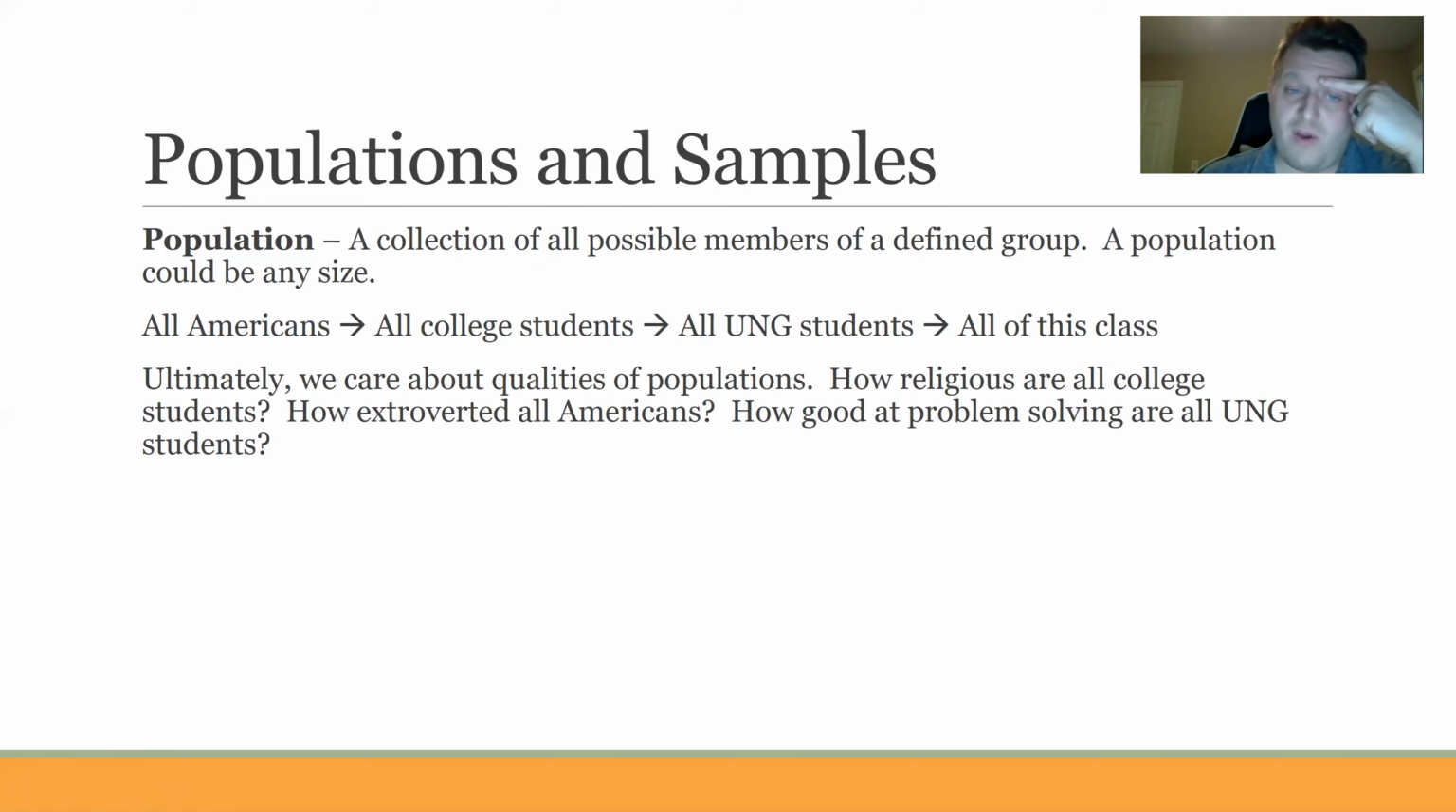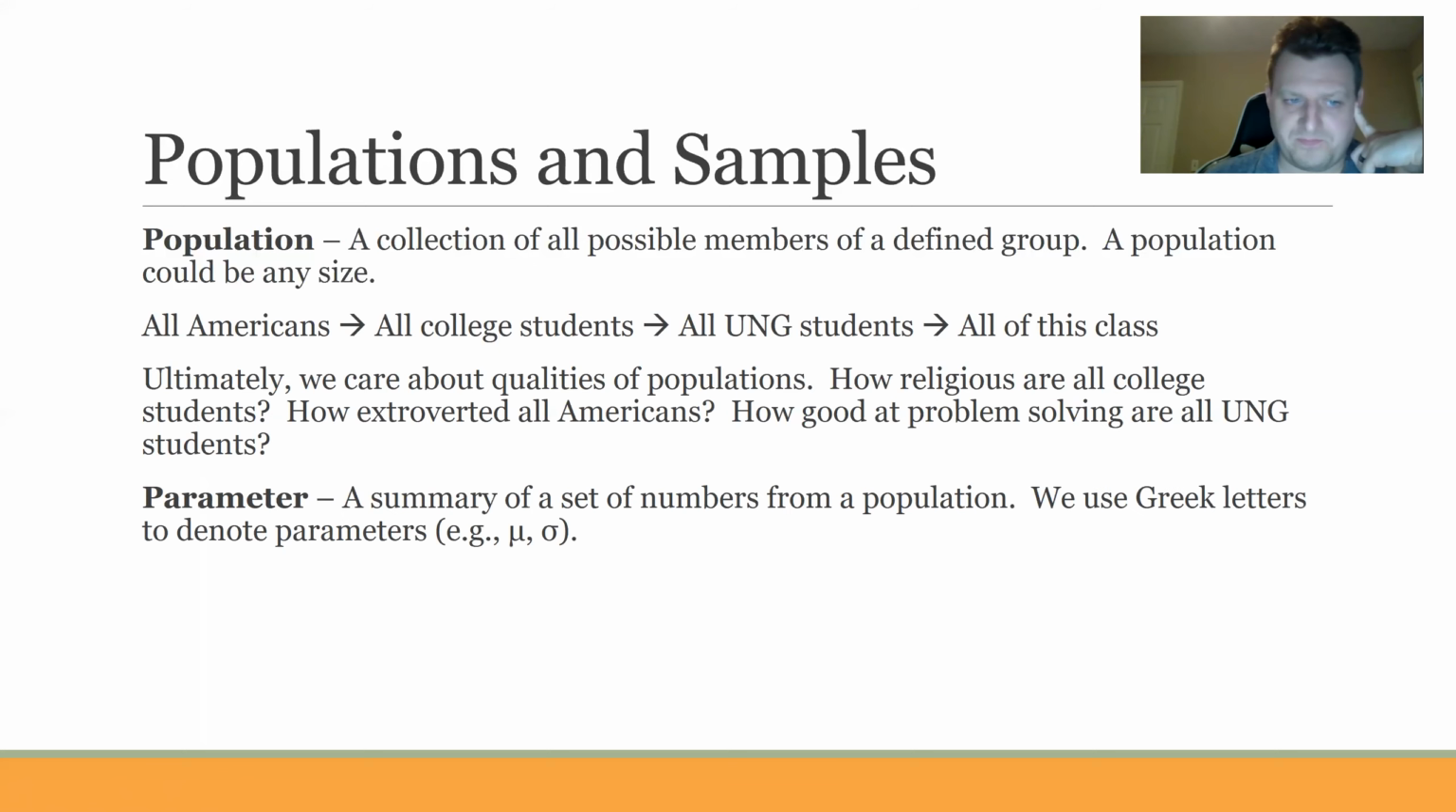Ultimately, what we care about are qualities of this population. How many individuals in this population are male versus female. Maybe we're looking at measures of extroversion. How extroverted are all Americans, how extroverted is our class for quantitative methods, how good at problem solving are all UNG students. We're interested in these particular variables for a population.